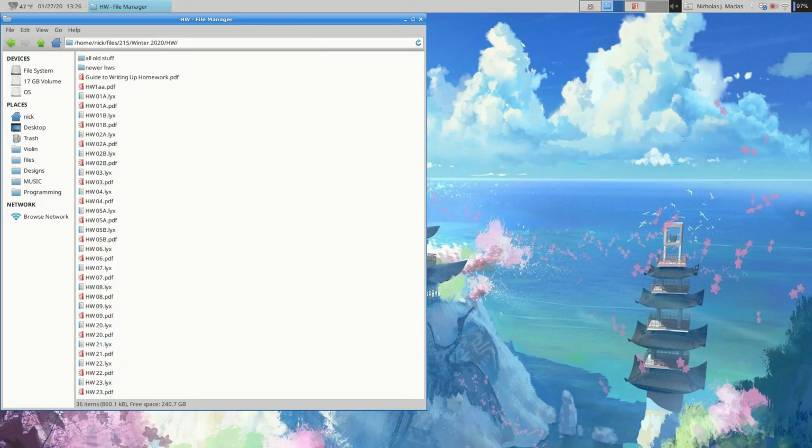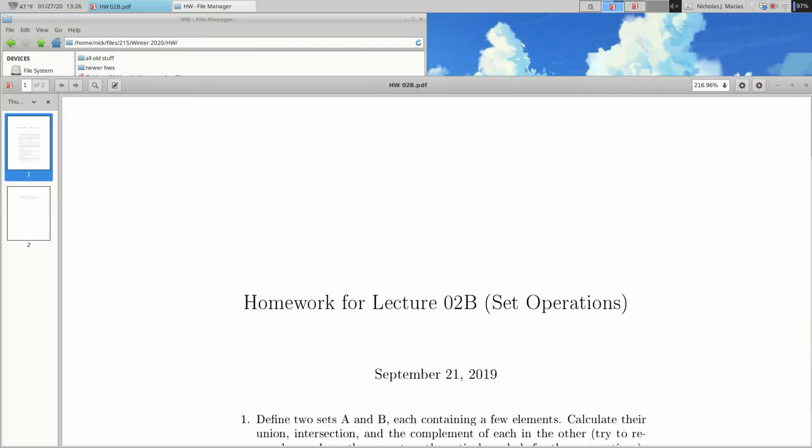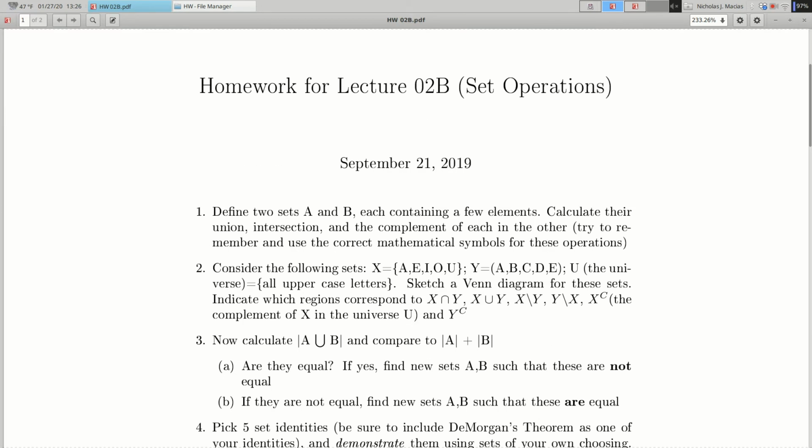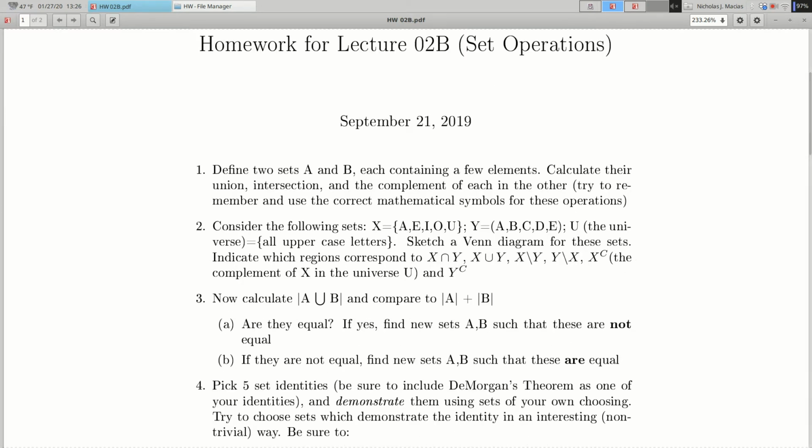So I have some homeworks here to work on in groups at the board. And the first question is define 2 sets containing a few elements, whatever you want to put in there, and then calculate their union, intersection, and the complement of one and the other. Okay, so A take away B and B take away A. And try to make sets that have some things in common and some things not in common, so that they're kind of interesting. Don't just pick A and B to be the empty set, because that's a little too easy.